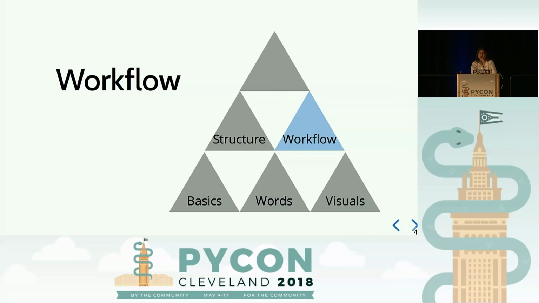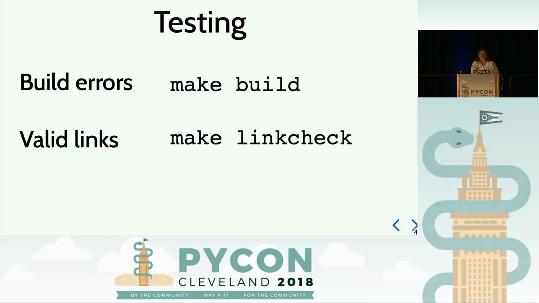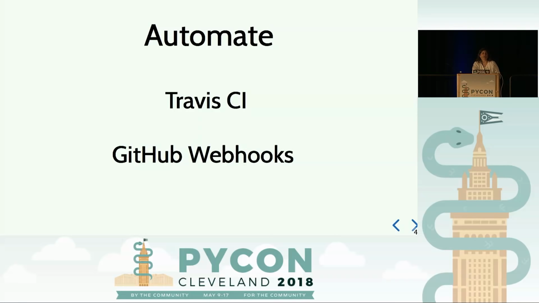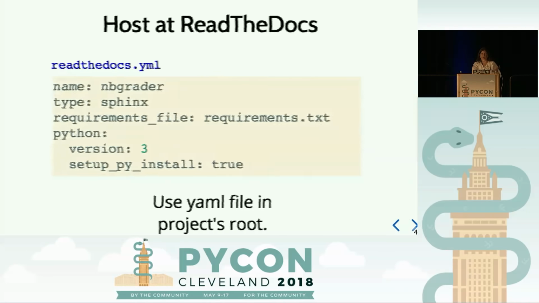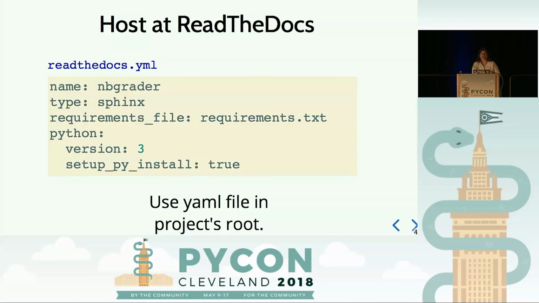Workflow is also really important, and it's really important for you, the developer, because it saves you time. You can use testing, just like you do with code testing. You can use make build, make linkcheck, which will check for valid links, make spelling, we talked about. You can automate that with a Travis CI file. You can also use GitHub webhooks to send stuff to Travis every time you've pushed code, and also Read the Docs. And Read the Docs is wonderful.